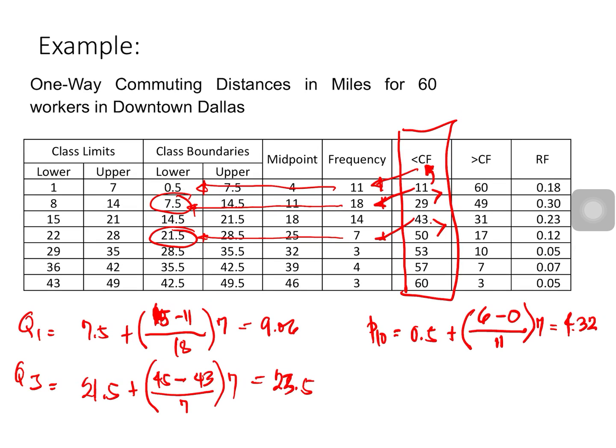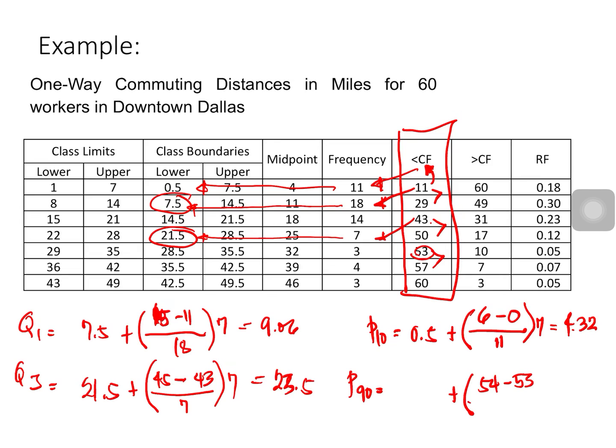Then what about, let's say, P90? 90 times 60 divided by 100 is 54. Where is 54? In between 53 and 57. So that is 54 minus the value above, 53.